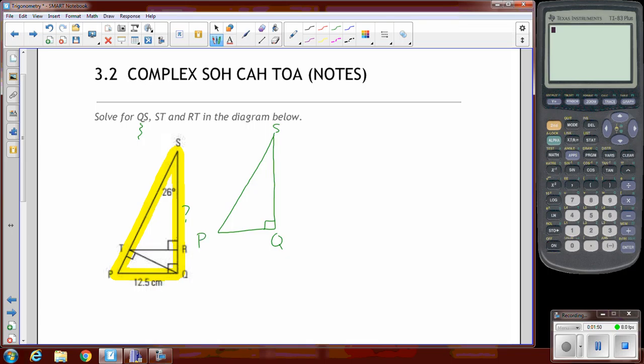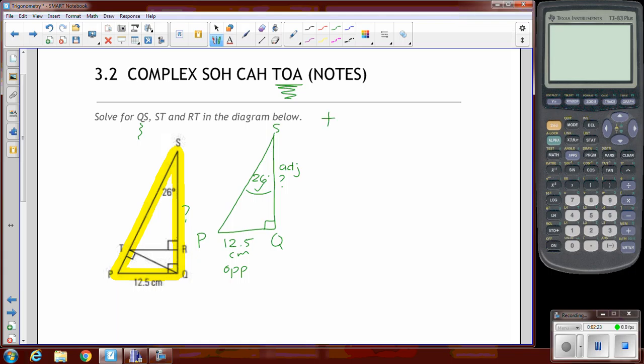So I have all this. Here's my 26 degrees up top, and I know this is 12.5 centimeters, and this is the side right here that I'm trying to find. We've done a lot of questions, and this 26 does become my reference angle. If that's my reference angle, this becomes my opposite side, and this becomes the adjacent. And we've practiced a lot labeling the sides of the triangles. Now, opposite and adjacent, that's my tan ratio.